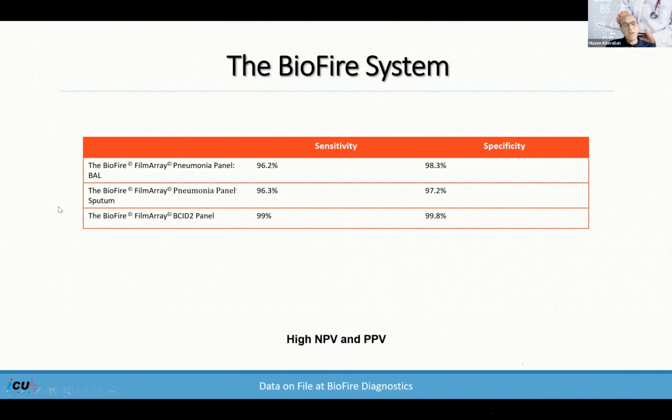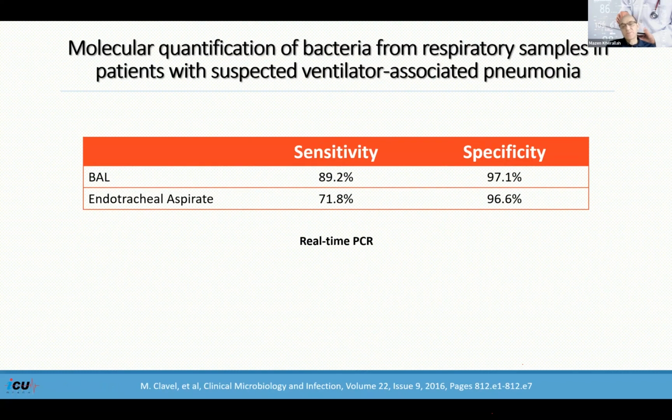Sensitivity on the BAL is 96%, specificity 98%. The FilmArray on the sputum is 96%, 97%, very similar. Higher sensitivity and specificity, close to 100%, in the BioFire FilmArray blood panel. And this, of course, would give you a very high negative predictive value and positive predictive value. So you would be able to rely on these tests to make decisions.